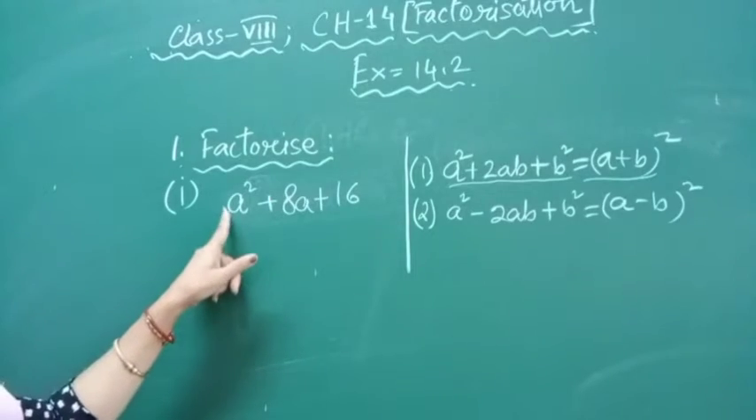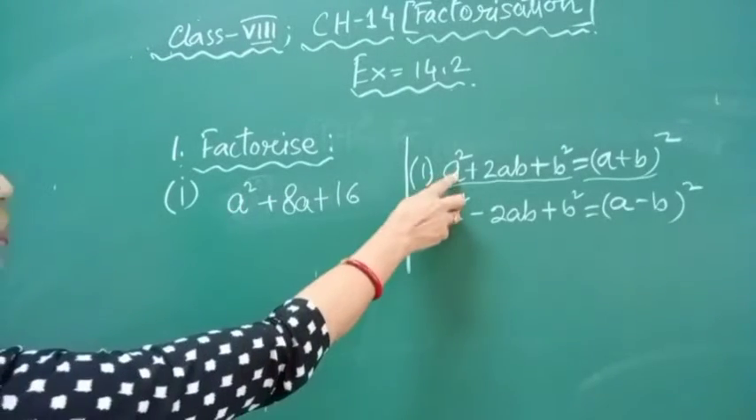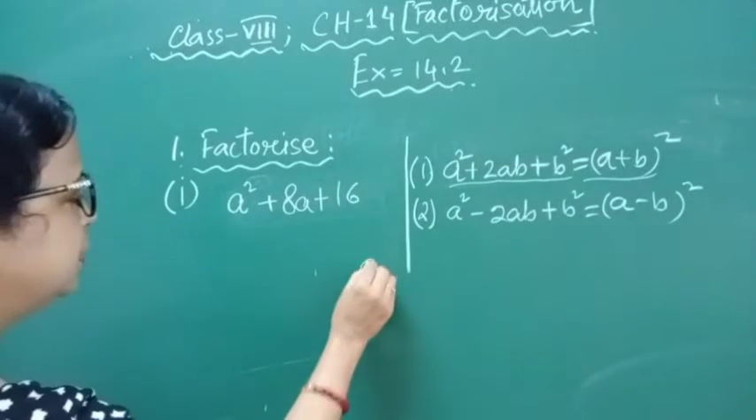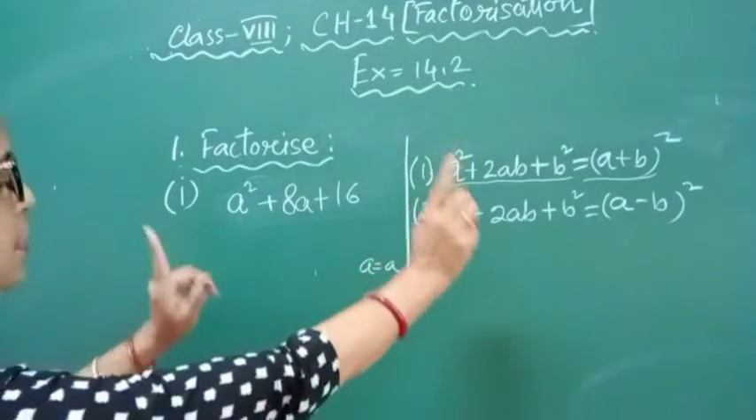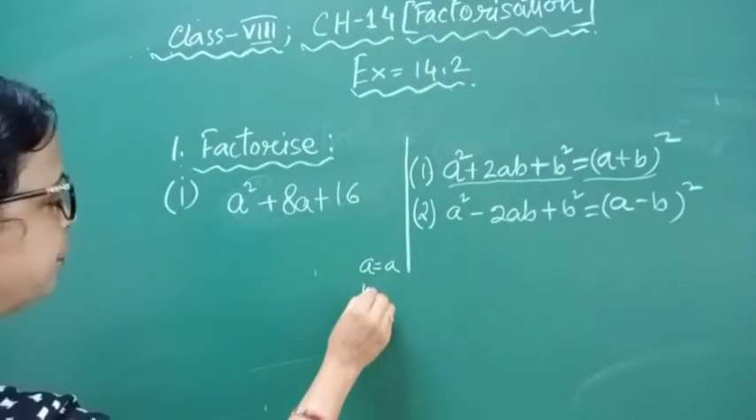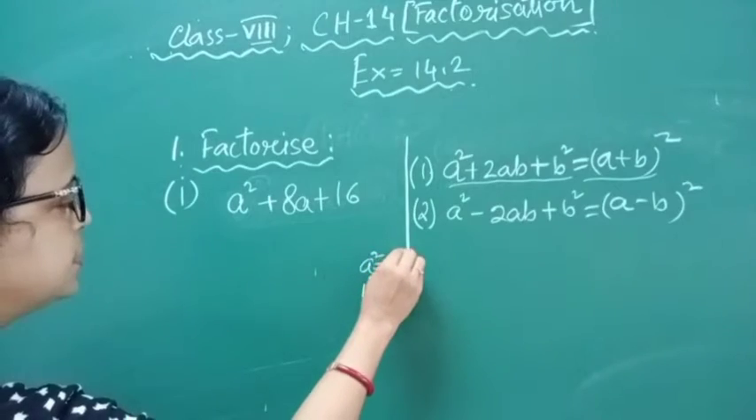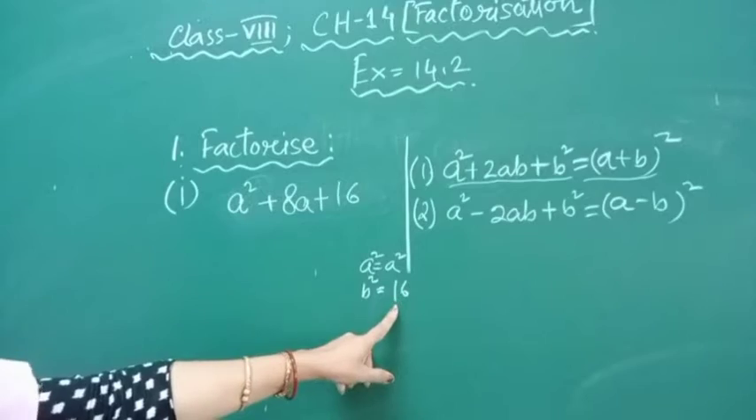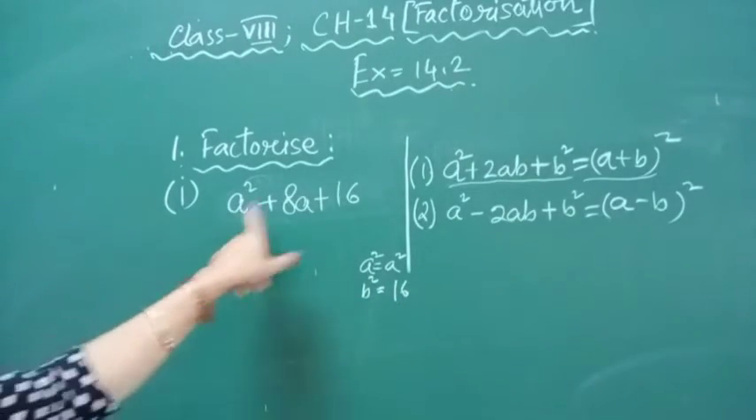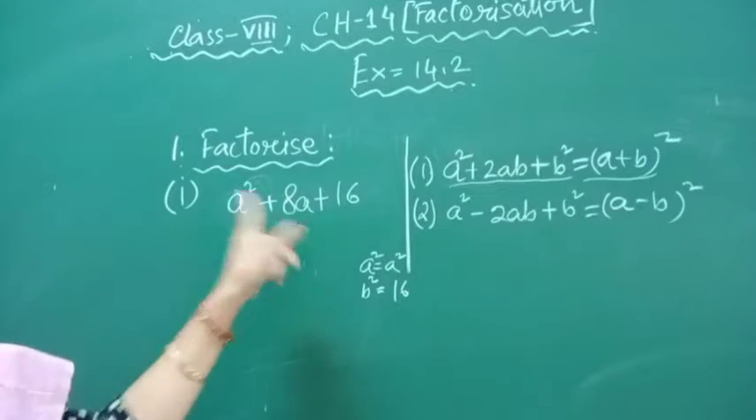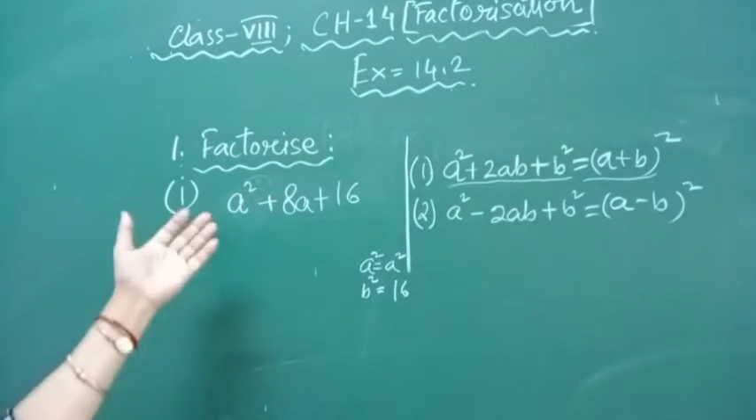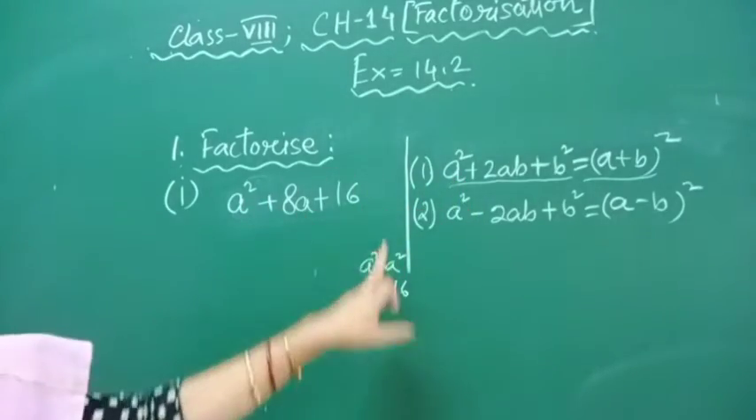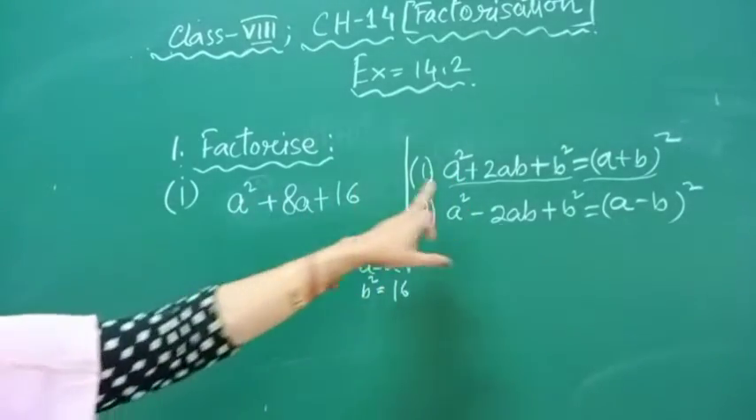Here our a square contains a only, so a is a. A square and a square are the same. B square is 16, that means b will be 4. A square is the same as a square. It can be x square, p square, q square, whatever it is, but a square number. We will compare this with the first term. Both are a square, so a square and a square are the same.